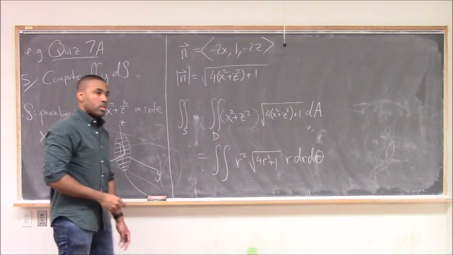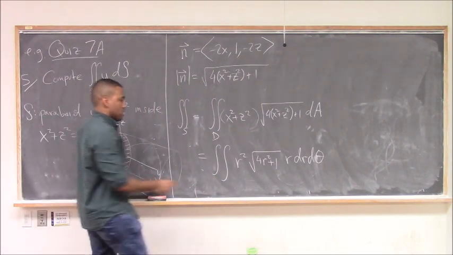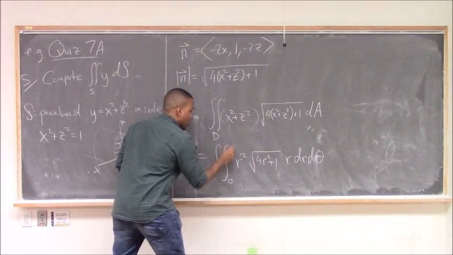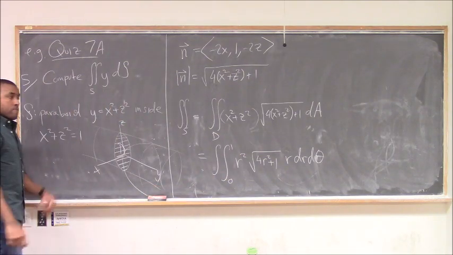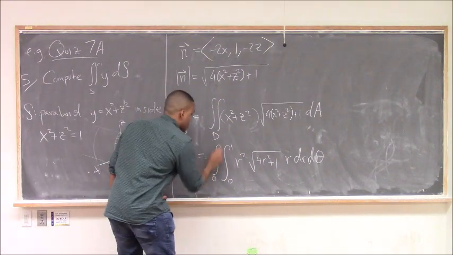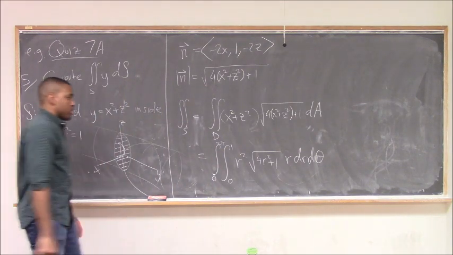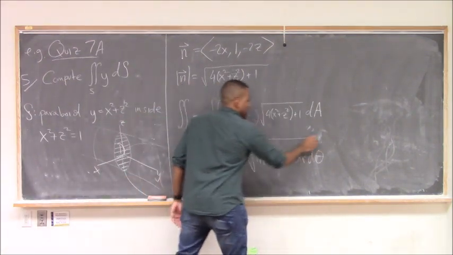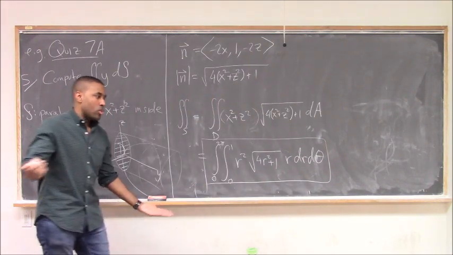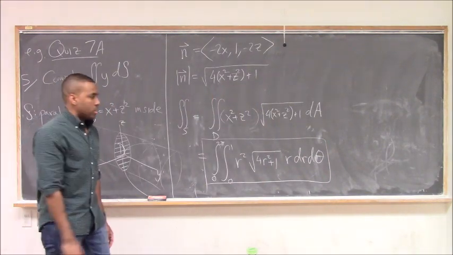Give me the limits. 0 to 1, that's the radius of the circle, and then 0 to 2 pi, so that's the angle subtended by the circle, it's a full circle. So that would have been the answer. It's kind of annoying to figure out, but a new sub does it.